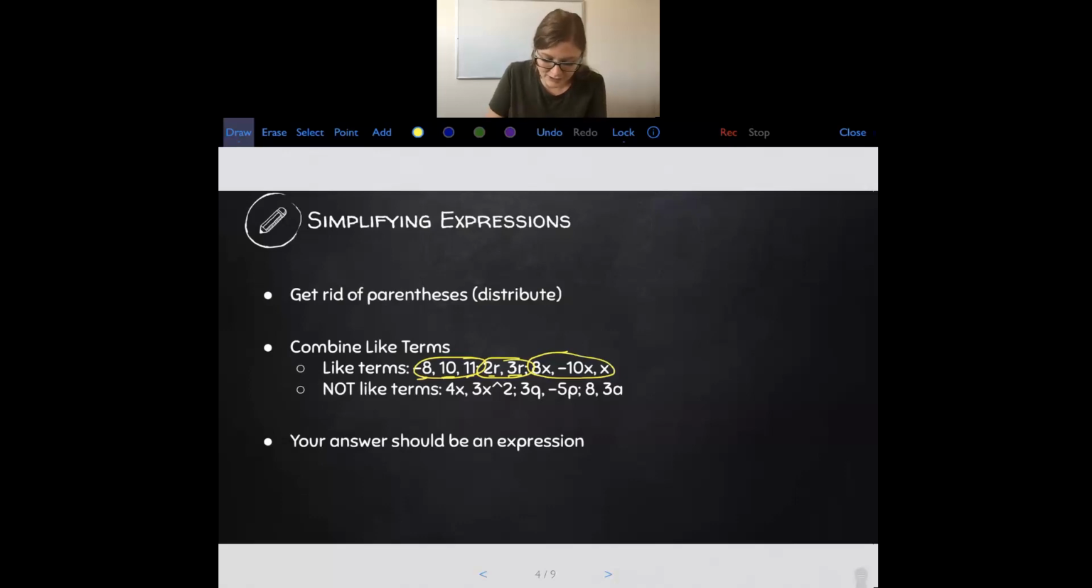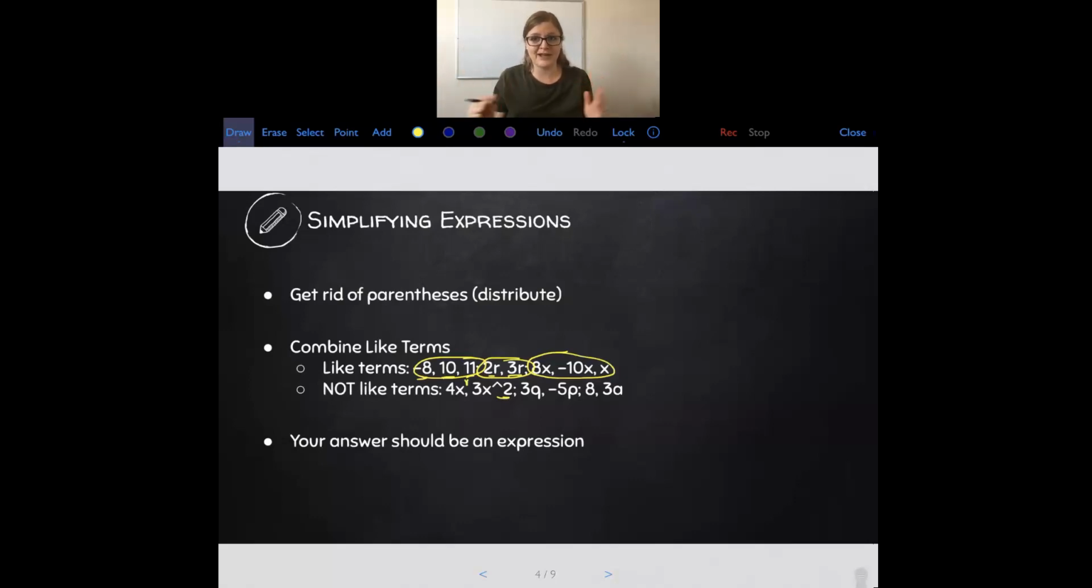Things that are not like terms would be something like 4x and 3x squared. Even though they both have an x, one of them has an x squared or a different exponent. In this first one, this would be like x to the power 1. That's x to the power 2, not like terms. After the semicolon, we have 3q and -5p, different variables entirely, so not like terms. And then after that, 8 and 3a, again, not like terms. 8 would have to have an a, or the 3 would not have an a in order for those to be like terms. And for these examples here, our answer is going to be an expression.